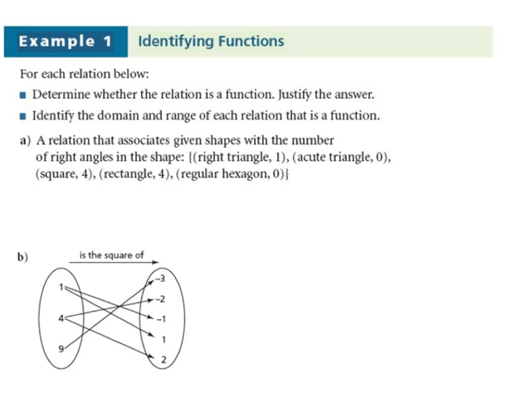For each relation below, determine whether the relation is a function. Justify the answer. Identify the domain and range for each relation that is a function. So let's take a look at A. A relation that associates given shapes with the number of right angles in the shape. So we have a right angle, an acute triangle, a square, a rectangle, and a regular hexagon. There are 1, 2, 3, 4, 5 distinct domains in our ordered pairs.